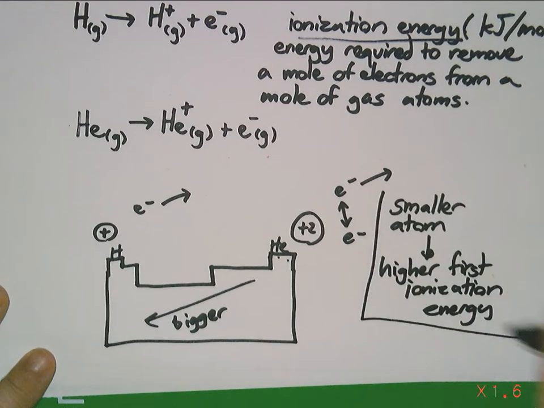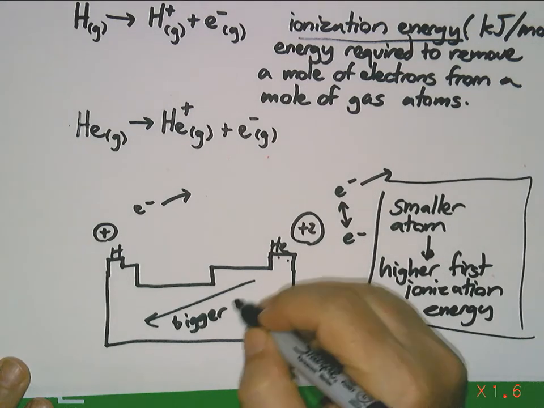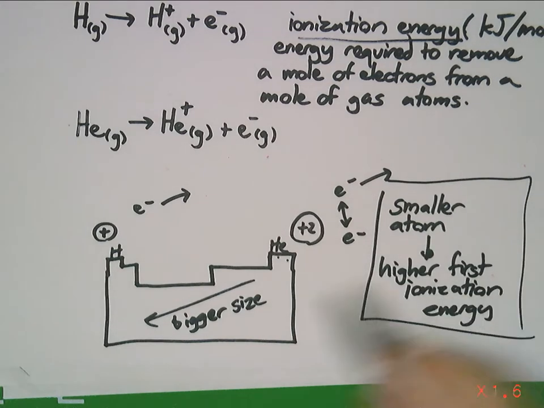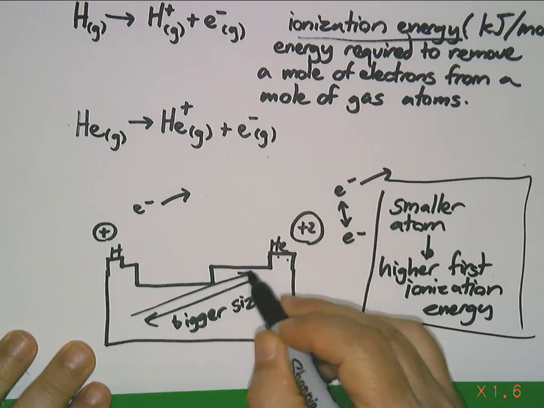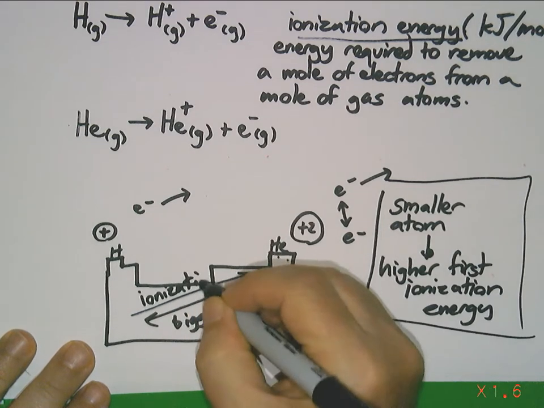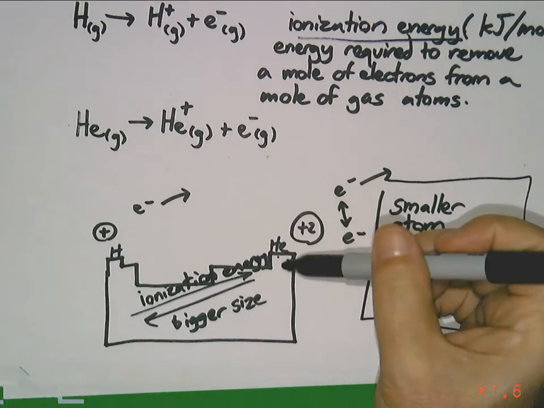So if I compare the sizes, I can pretty much figure out what the ionization energies are, or how to compare them anyway, which one's going to be bigger. So if you get a bigger size going down like that, smaller atom gives you a higher ionization energy. So ionization energy goes the opposite way. It's going to get bigger the closer you get up to that corner there.